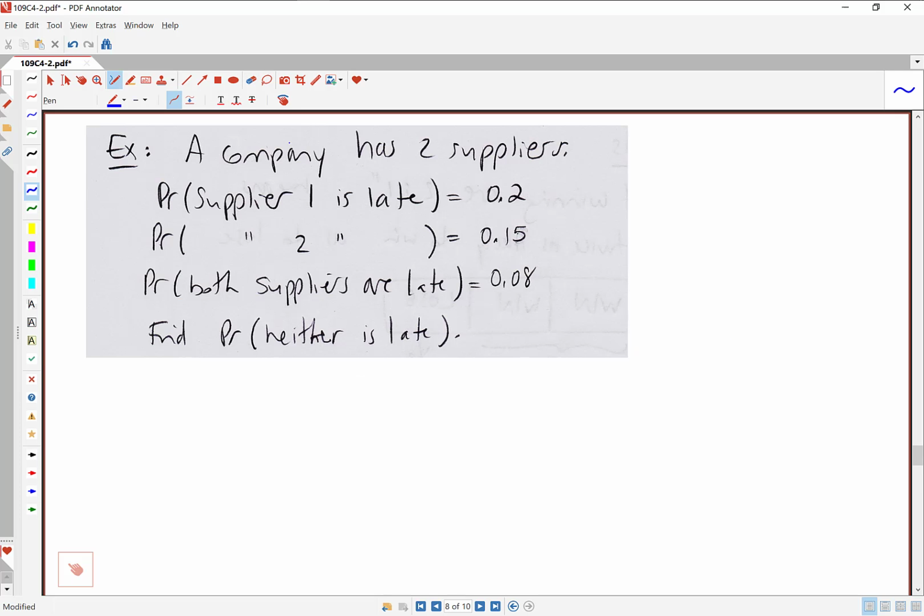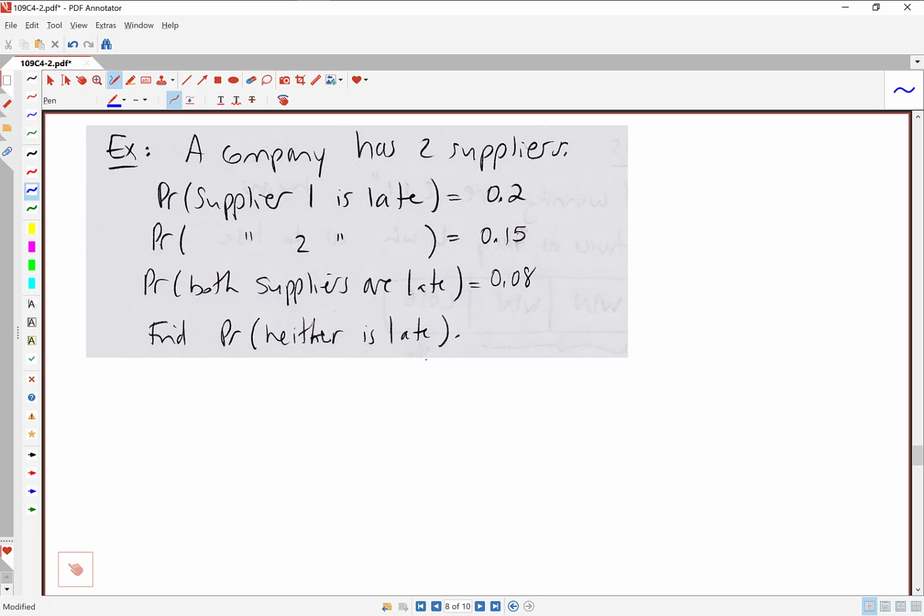So now for a more real-world application of the inclusion-exclusion principle, we're told that a company has 2 suppliers. Probability that supplier 1 is late, 20%. Probability that supplier 2 is late, 15%. And probability that both suppliers are late, 8%.